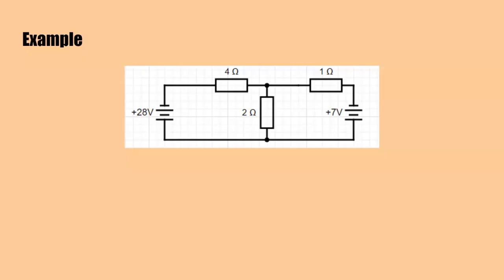So let's do an example together. We have this one, we have 2 voltage sources and 3 resistors that we're trying to find the voltage drop across. This can be done for current as well, but in this example, we don't have any current sources.